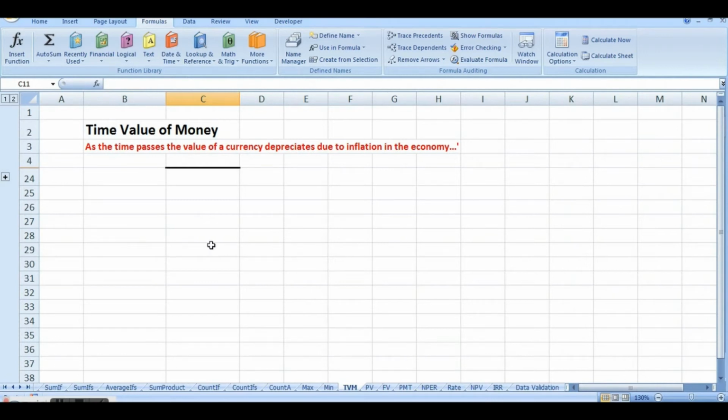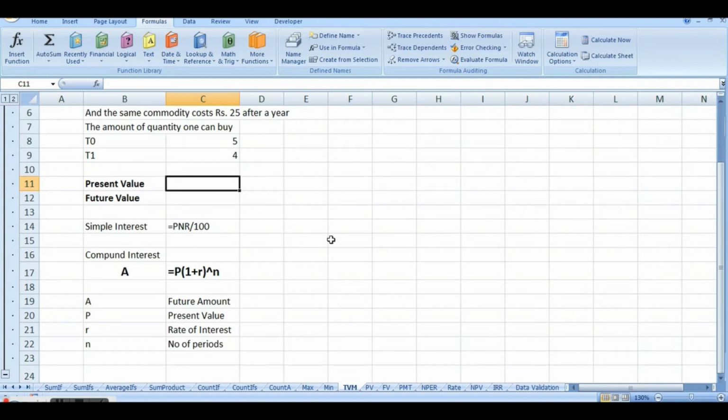Now those who are from financial background might have the knowledge of it. What is time value of money? Time value of money is nothing but the reduction in the value of money over a period of time. As time passes, the value of a currency depreciates due to inflation in the economy or a few other reasons.